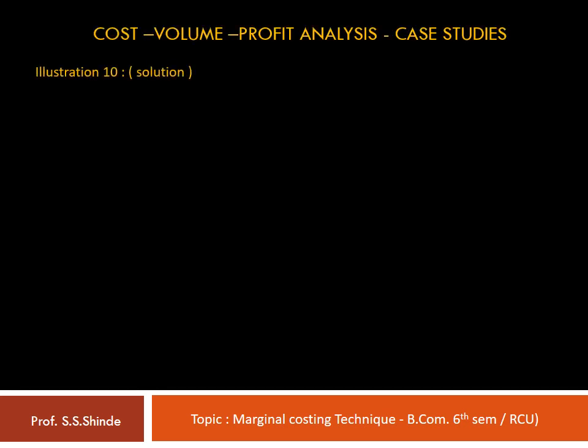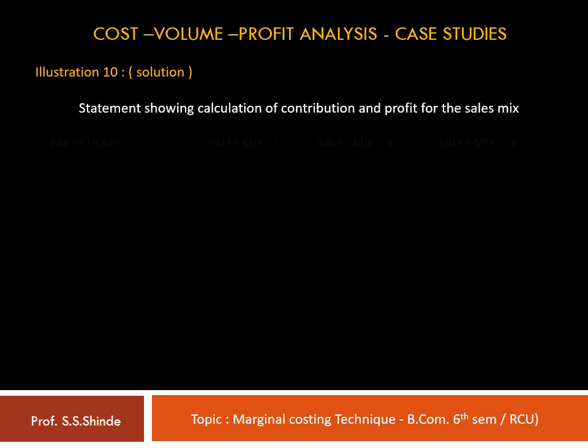Let's rule out a statement showing calculation of contribution and profit for the sales mix. So let's rule out a statement with the particulars column, and sales mix columns, that is sales mix 1, sales mix 2 and sales mix 3 column. Now let's calculate the contribution for these sales mix.